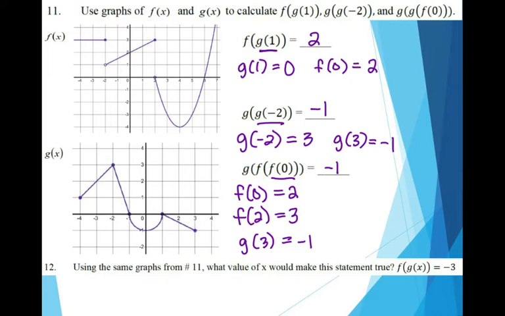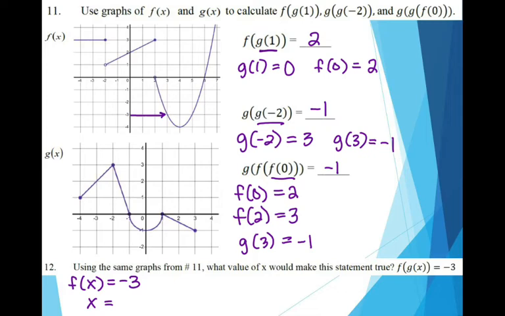Number 12, using the same graphs from 11, what value of x would make this statement true? So essentially you're going backwards. The resulting output is going to give us negative 3. So I want to find f of x equals negative 3. I want to find which x value gives us a y value of negative 3 on my f graph. My y value of negative 3 is over here.